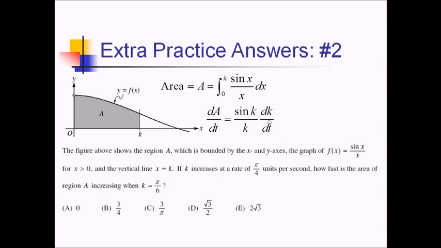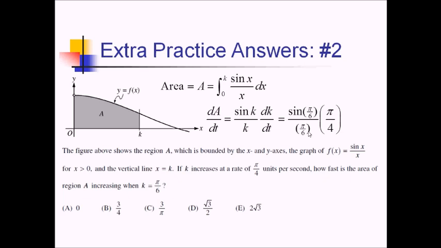So do we have a k value? We do. k is exactly pi over 6 at the moment this problem is happening. And how about dk over dt? Well, they told us k is increasing at a rate of pi over 4. So this is pi over 4 right here. So we can rewrite all of this as sine of pi over 6 over pi over 6, times pi over 4. Now we have to simplify this.